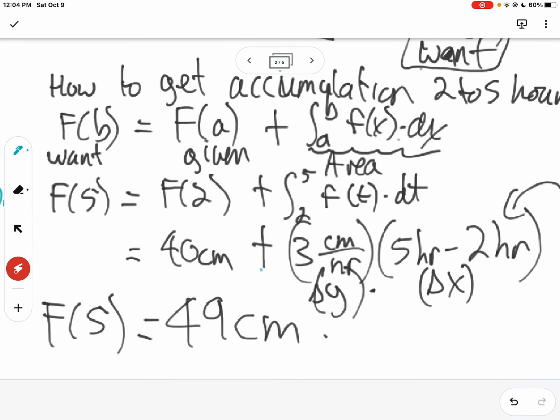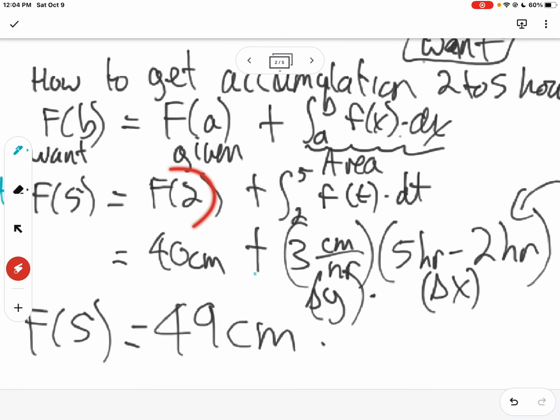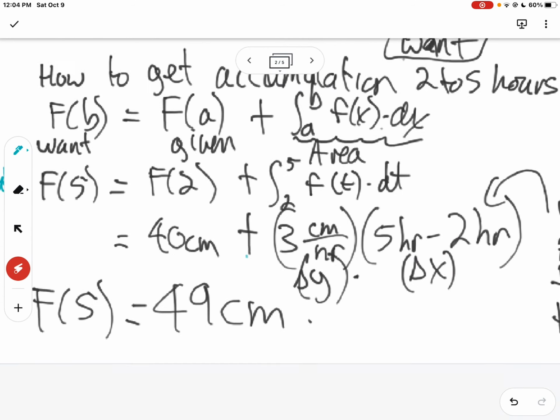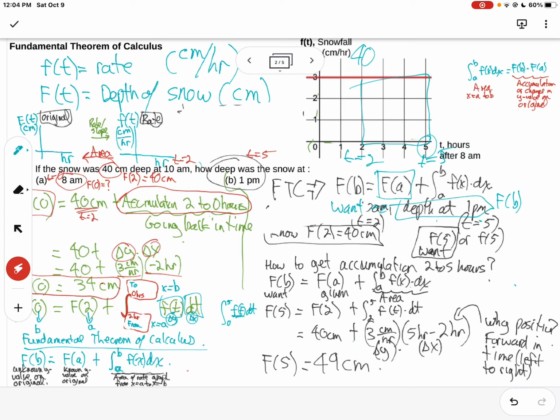So when I go to calculate this, I have 40 centimeters for F at 2, and then I have to do f at t, which is 3 centimeters per hour, multiplied by dt, which is really delta t, or delta x. So this here we changed by 3 hours, and it went to the right, so that's a positive. Okay, so then it becomes 40 plus 9 is 49 centimeters, and that's F at 5.